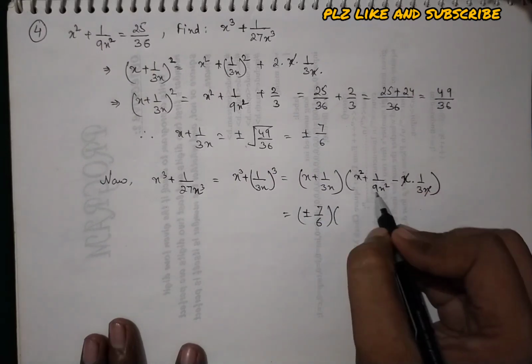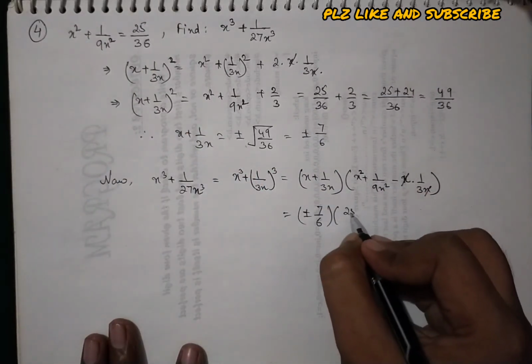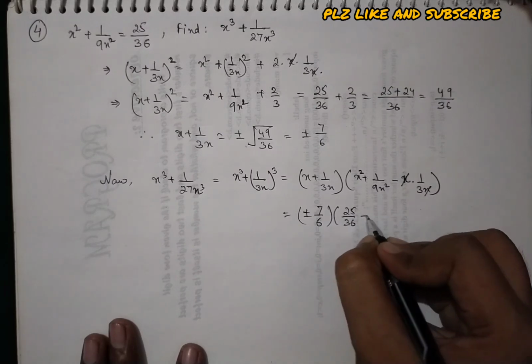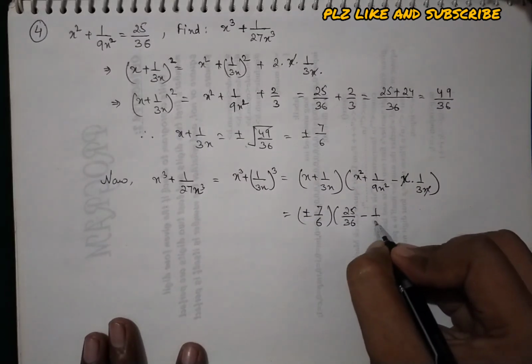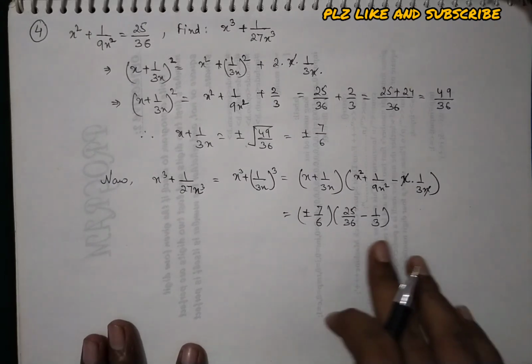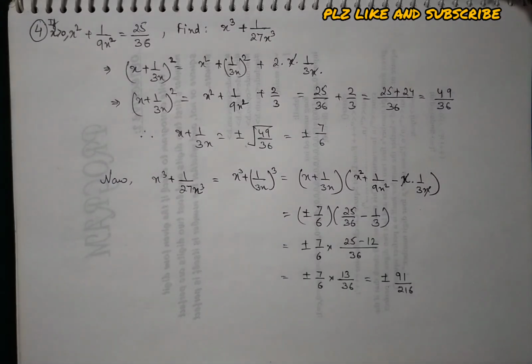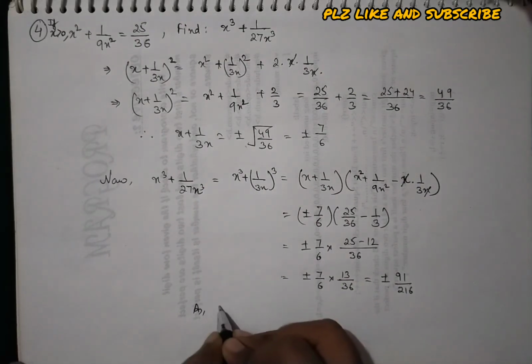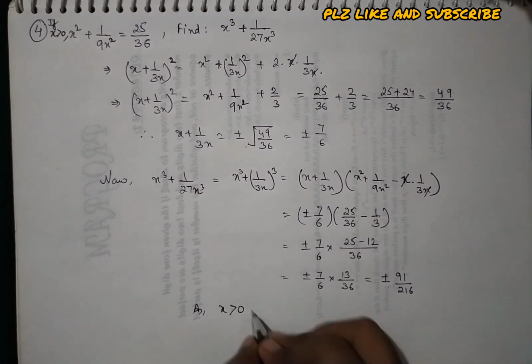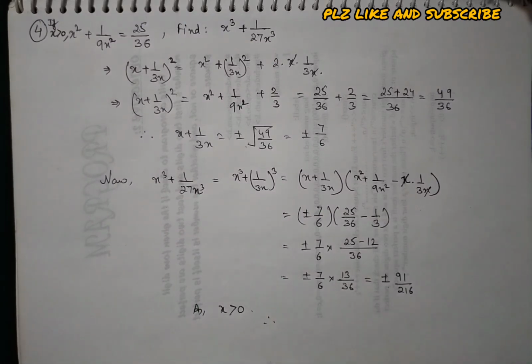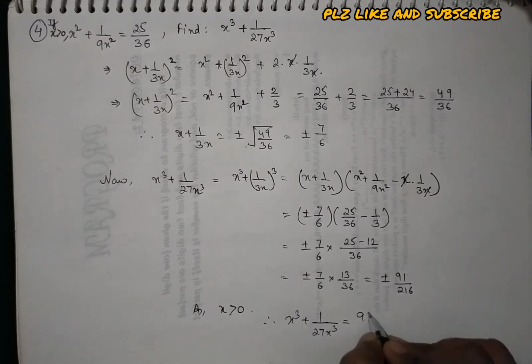And then this one we were given as 25 by 36, and here on solving it we have got minus 1 by 3. Now we are going to take the LCM and solve it. We have got this on multiplying and solving it, but as x is greater than 0, therefore this x cube plus 1 upon 27 x cube will be equal to 91 by 216 as answer. Now here we see question number 5.